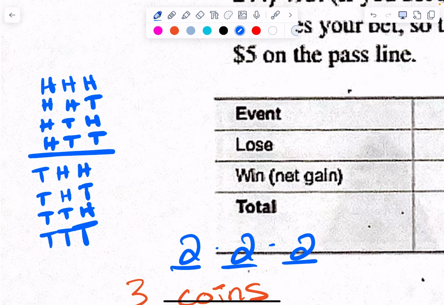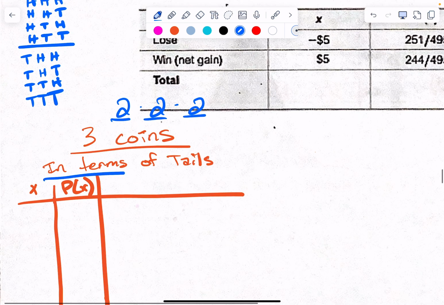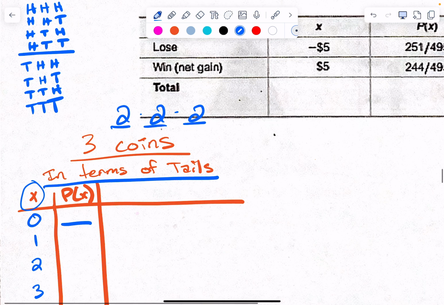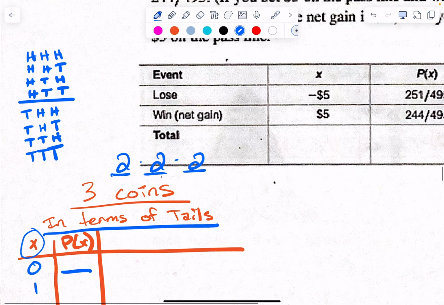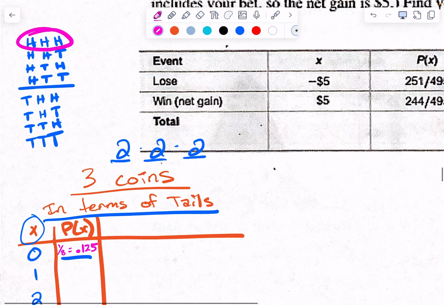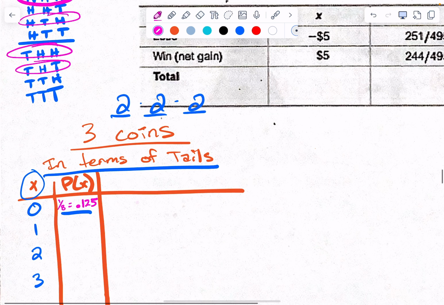Now, if I'm doing everything in terms of tails, X is the number of tails that I get. So what could happen if I have 3 coins? I could get 0 tails, 1 tail, 2 tails, or 3 tails. We want to know the probability that I get 0 tails. That is just that one, which is 1/8, which is 0.125. 1 tail would be this one, or this one, or this one. 3/8, and 3/8 is 0.375.